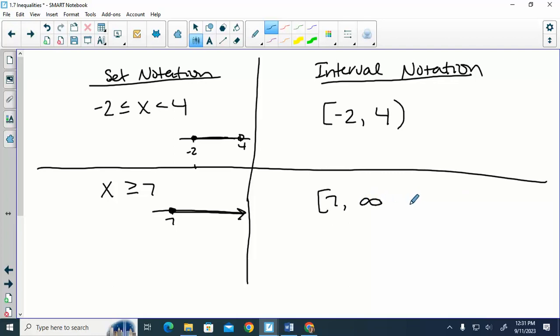Infinity is like a sideways 8. Infinity is not an actual number that we can be equal to, so infinity will always get a parenthesis because you can't equal infinity.